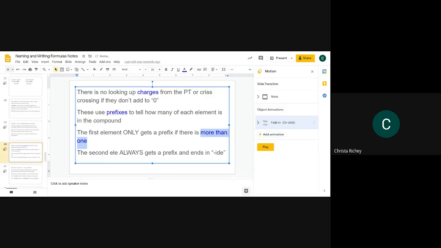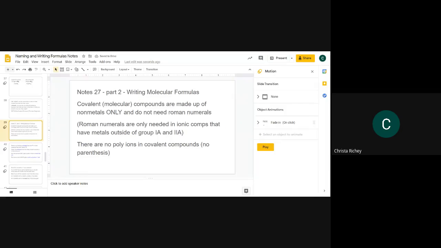And then it always gets a prefix and ends in "ide." Okay, so that's that one. Let me go back and change the first one real quick. Made up of nonmetals only.